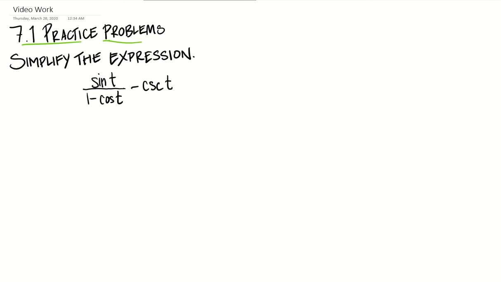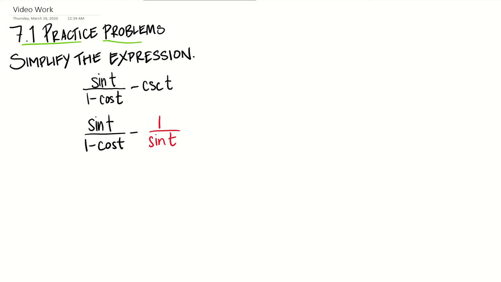7.1. The first type of problem you're asked to do is to simplify expressions. I've got one here that's moderately difficult in terms of that type of step. So we have sine of t over 1 minus cosine t, all of that minus cosecant of t. The first thing I want to do is convert everything into sine and cosine. The only thing I needed to convert is cosecant into 1 over sine of t.